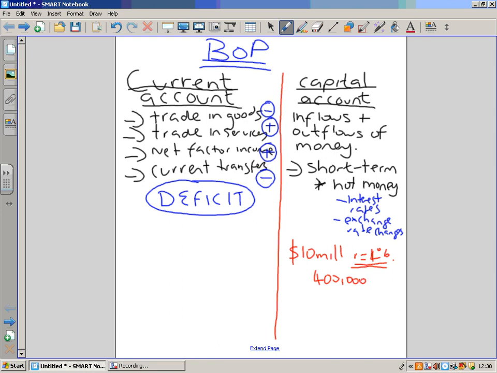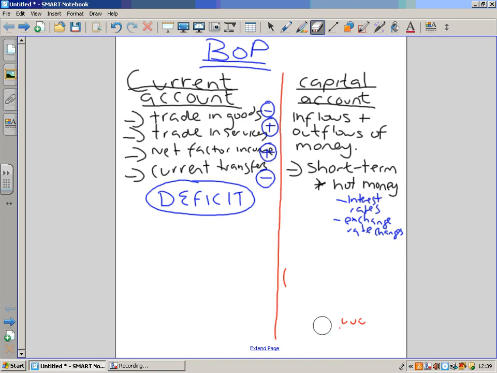That would be the profit on their savings. If, however, in the UK with interest rates of 6%, this would yield a return of $600,000. So this American citizen would inflow money into the UK economy because they can make more profit on their savings than they can in their own country.